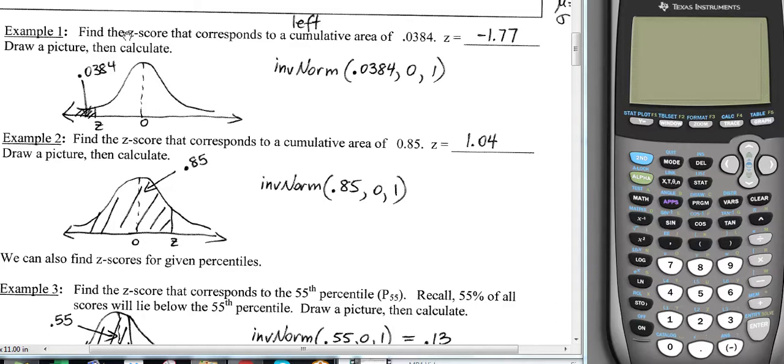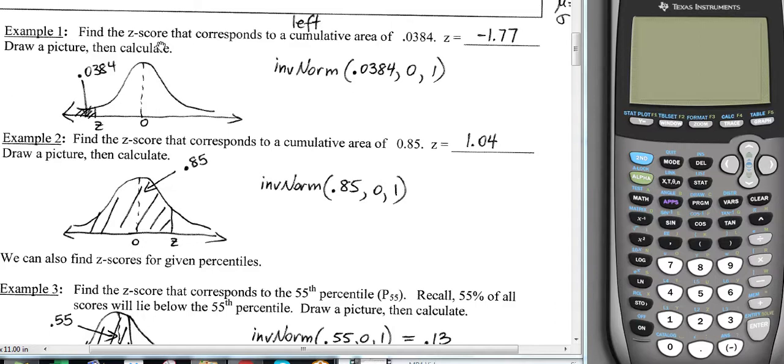For example, suppose they want us to find the z-score that corresponds to a cumulative area of 0.0384. When we use that keyword cumulative area, that always means the area to the left of z. And this will be very important because when you use the inverse normal command, it's going to accept three inputs. The first input will always end up being the cumulative area, and then it'll be the mean and the standard deviation in that order. So again, I can't advise this enough. Try to draw a rough sketch to see what you're looking at.